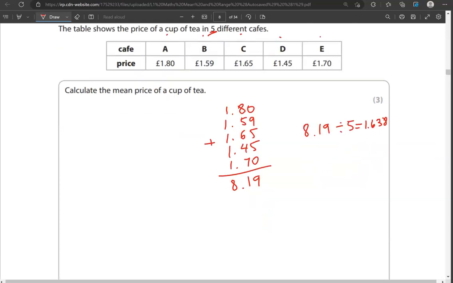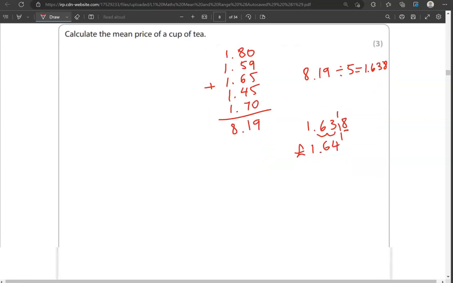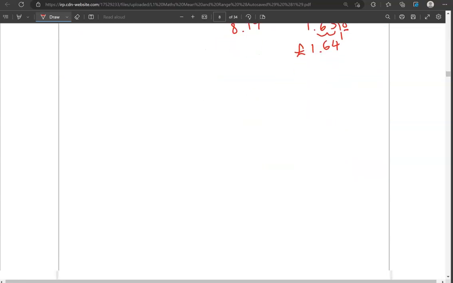Now, we're talking about money here, so we're going to round this to 2 decimal places. So this will be the cutoff point. Looking at the digit on the right, that's above 5, so that means we're going to make the 3 a 4, keeping the digits in front the same. So £1.64.